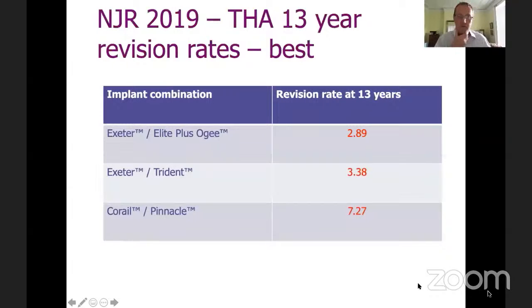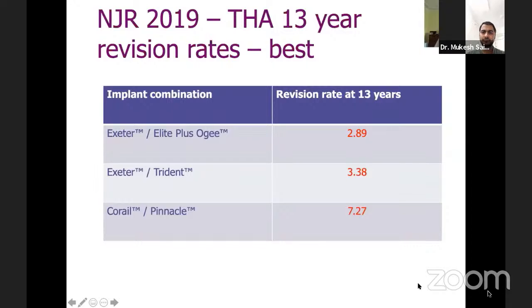Then if we divide that down even further, for the purpose of this talk, and look at the most popular reconstructive couplings within the National Joint Registry, we see as follows. For fully cemented, the most popular in the UK is the Exeter with the Elite Plus OG Cup. And that revision rate at 13 years is only 2.89. So even better than those amalgamated results we just saw.